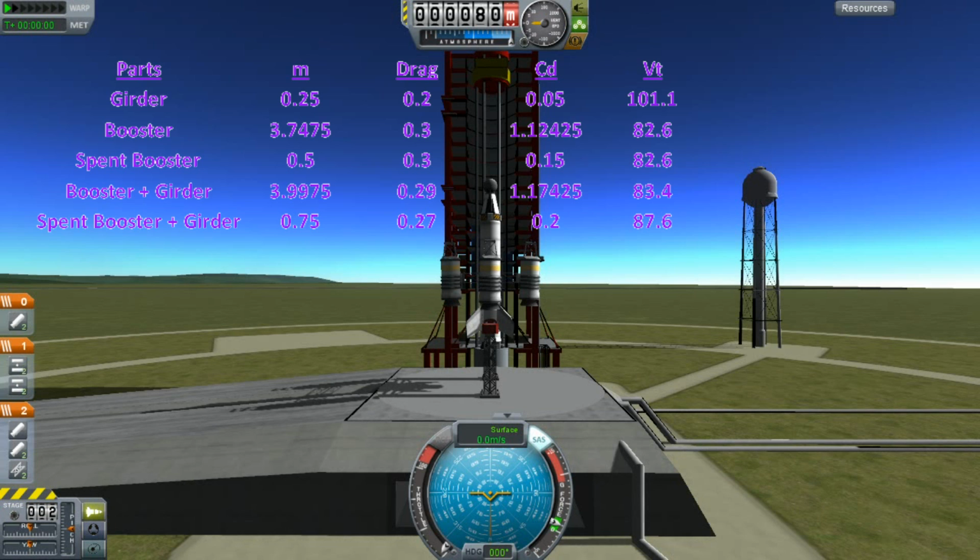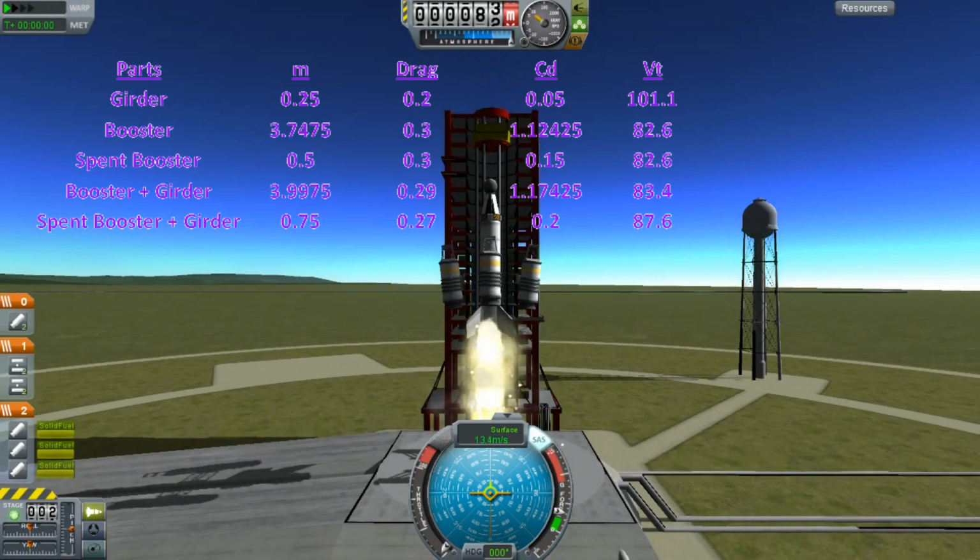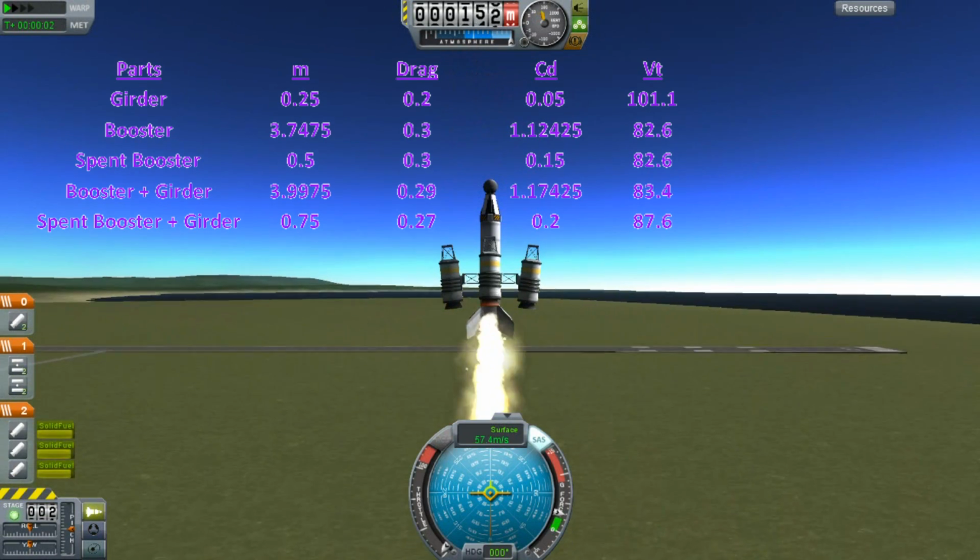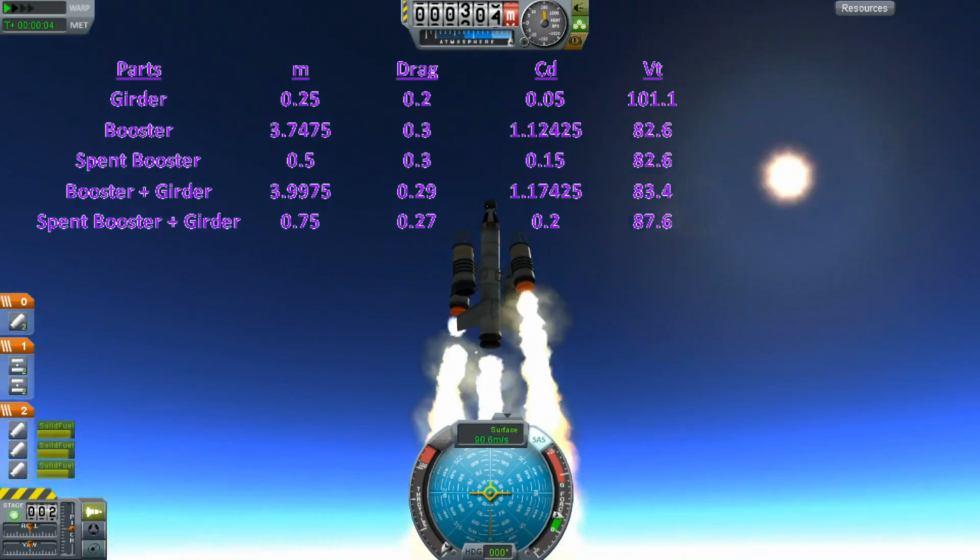Anyway, because the mass of the girder is fixed, the CD remains constant, while the drag coefficient of the booster ends up getting smaller as it burns out. So the contribution of the booster's drag to the sum of the two parts together becomes smaller. And we see here that the empty booster ends up falling faster than the full booster. That's right, the air balloon falls faster than the water balloon.